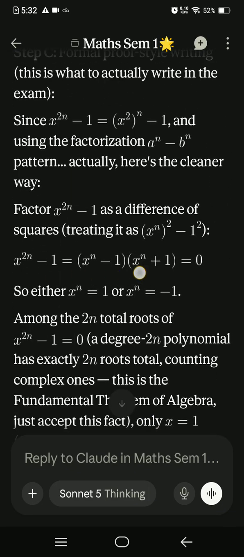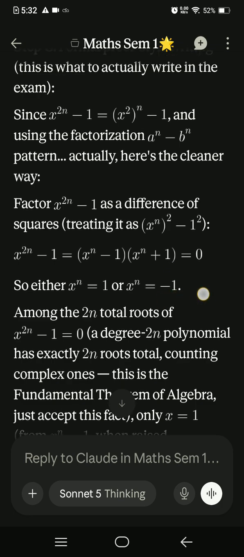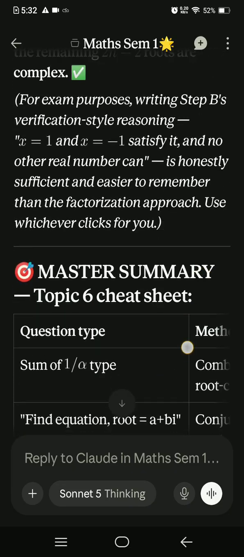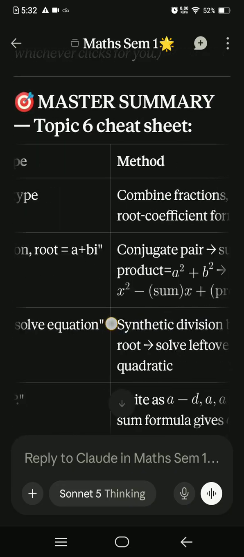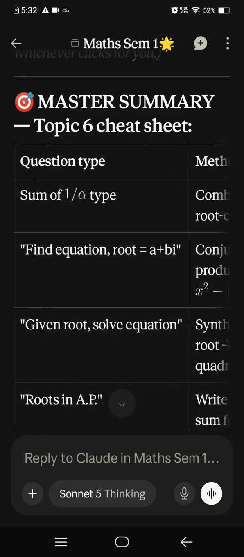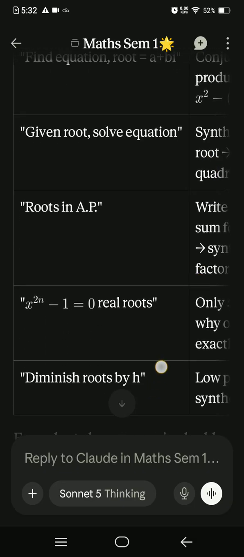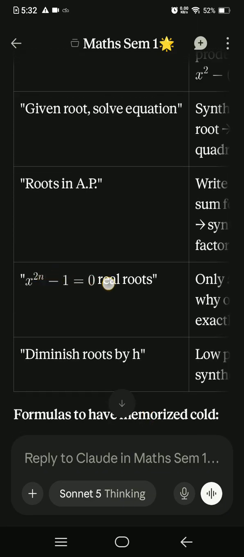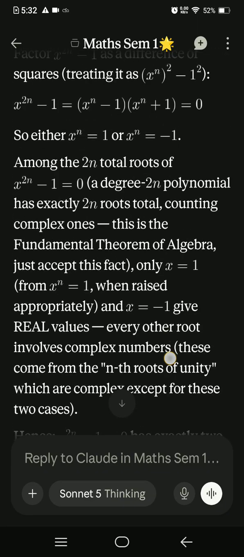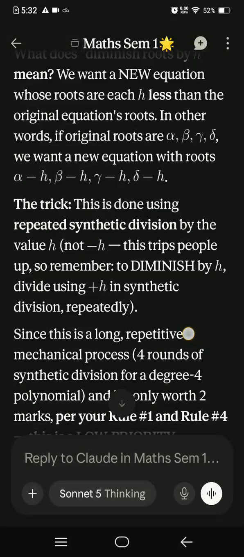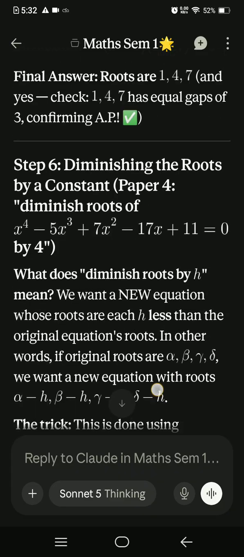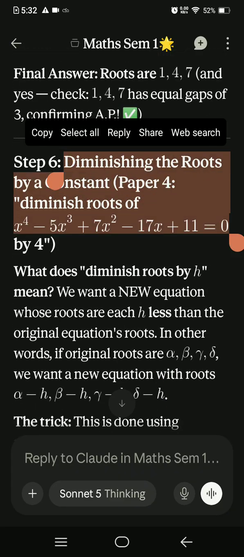I can do this thing, but only up to here. Anyway, so master summary, what we did. Let's actually do that. Roots in AP came before. Diminishing roots. Let's do this question also.